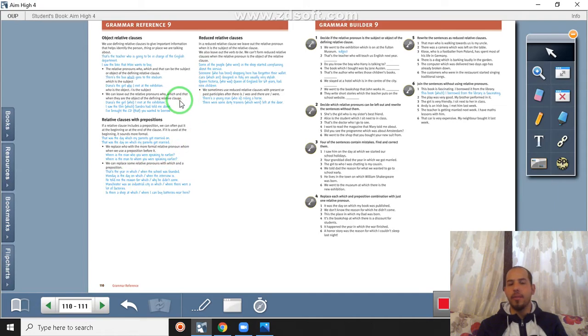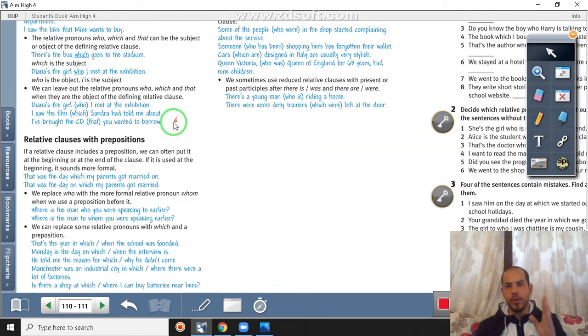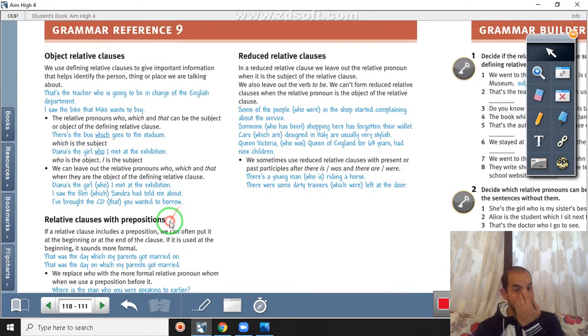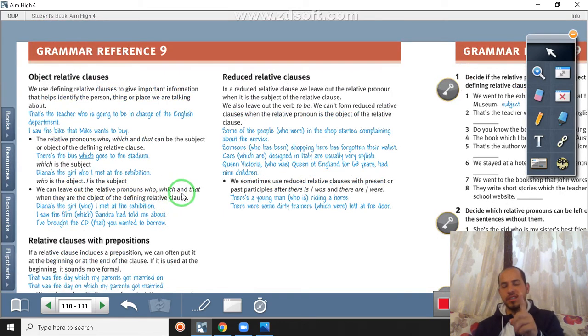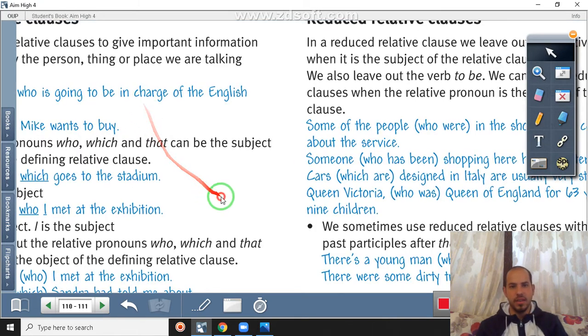Okay, this is the grammar reference. For each unit, there is a grammar reference at the end of the unit. And you can find in this page the grammar explained in a very organized, simple way. Okay?